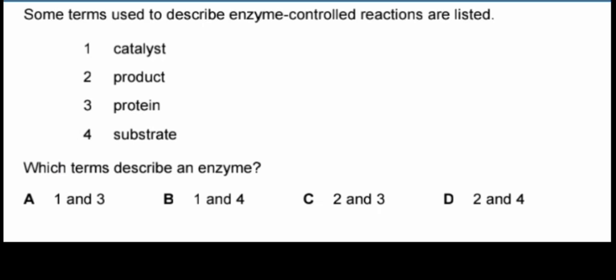Some terms used to describe enzyme controlled reactions are listed. So we have a catalyst, product, protein, and substrate. Which terms describe an enzyme? An enzyme, of course, is a catalyst, it is not a product, it is a protein, and it is not a substrate. So here we have 1 and what? 3. So the answer is going to be A.